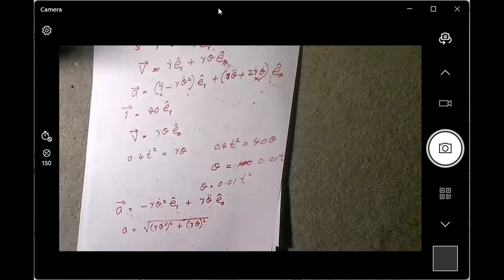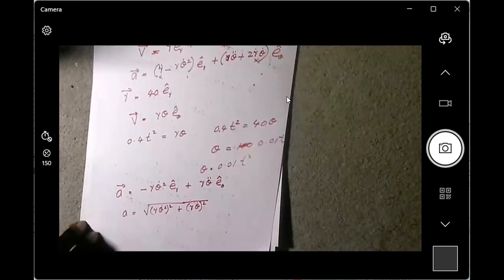Any questions? You may be able to do this with Cartesian coordinates, but the formulation will be much more difficult than this one. Any questions? If no questions, let's go to the next one.